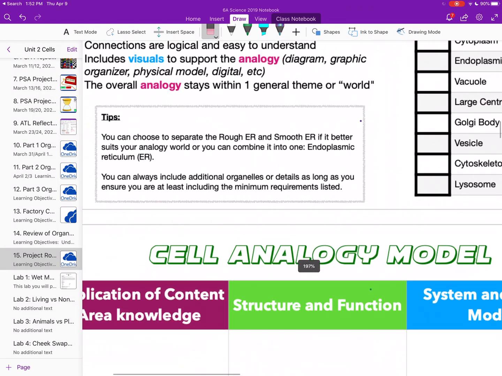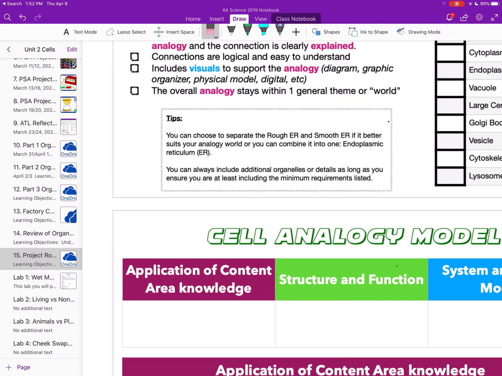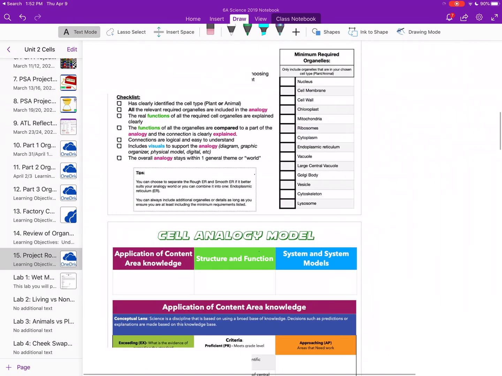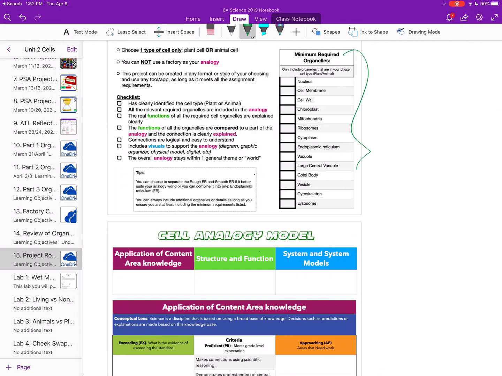Okay. My other tips, depending on the type of analogy that you choose, whatever world you're comparing it to, it might be easier for you to separate the rough ER and smooth ER. You can totally do that. You can have one comparison or one structure for each, but if you would like, you can combine them into one as well, if that makes things a little bit easier. You can also add additional structures. These are the minimum ones that are required. These are the ones that we have talked about in 6th grade, focused on.